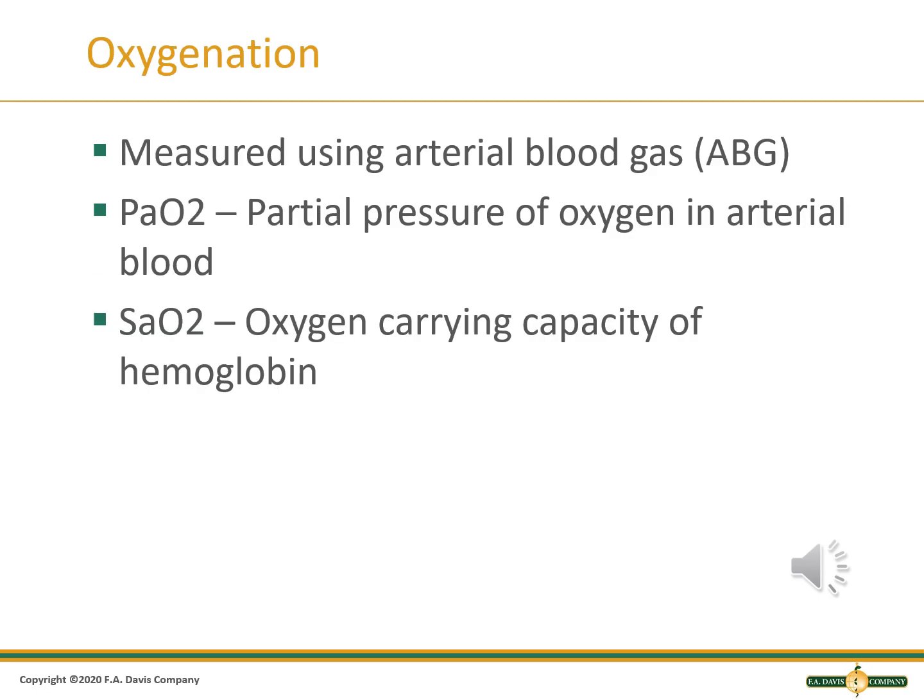Oxygenation is measured using arterial blood gas sampling. The PaO2 measures the partial pressure of oxygen in arterial blood and is the most important factor in determining how oxygen binds to hemoglobin. If the PaO2 is high, the more oxygen is able to bind with hemoglobin. If the PaO2 is low, then less oxygen is able to bind with hemoglobin.